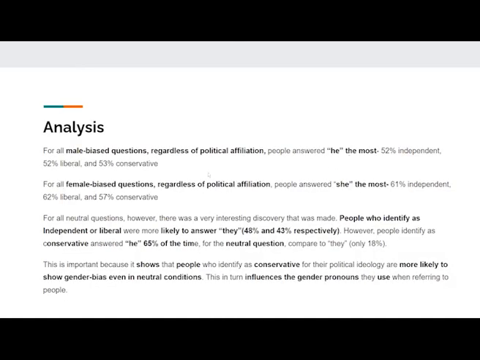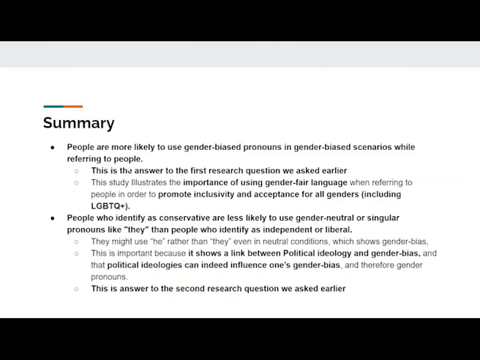As stated in the last slide, the result above is important because it shows that people who identify as conservatives for their political ideology are more than likely to show gender bias even in neutral conditions. To conclude, there are some key takeaways from this study. The first is that people are more likely to use gender bias pronouns in gender bias scenarios while referring to people.